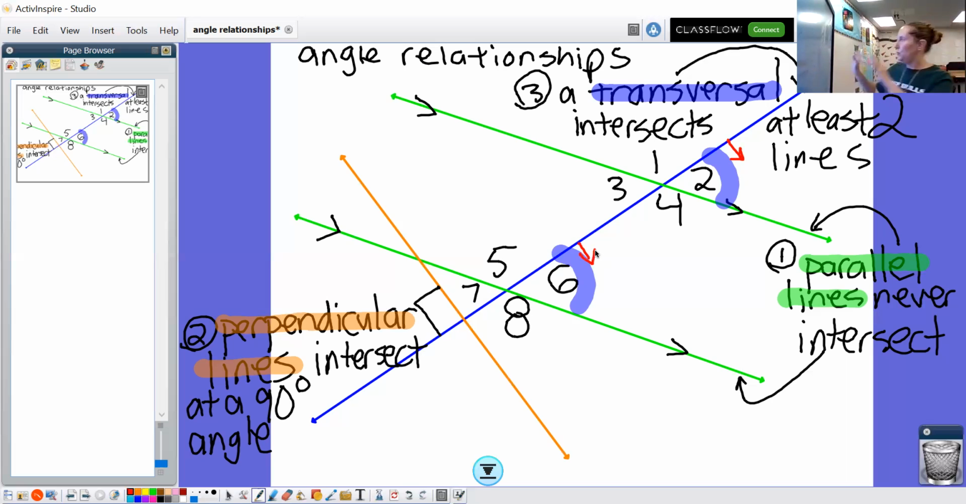But relative to the parallel lines, the green lines, both of those angles are above. So they're in matching corners. When angles are in matching corners, they correspond, okay? Angle 2 and angle 6, that little symbol that looks like this means angle. Angle 2 and angle 6 are called corresponding angles.